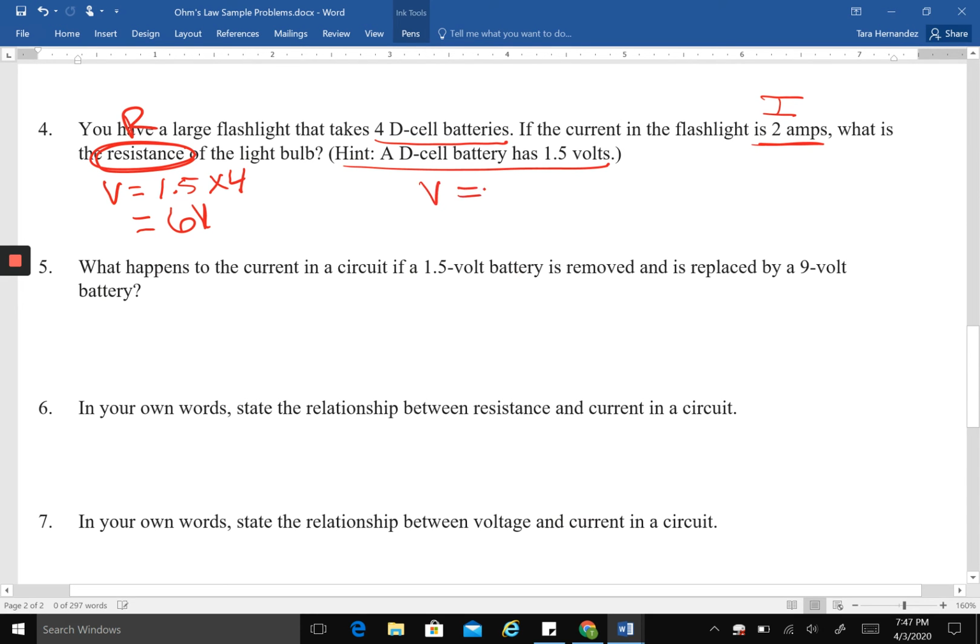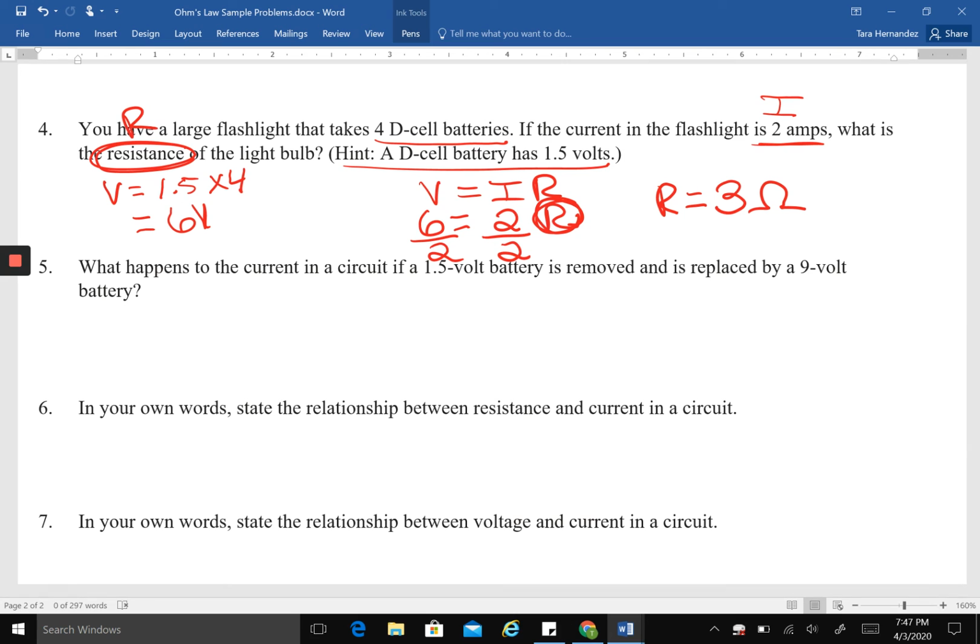So V equals IR. V is 6, I is 2, and I'm looking for R. Now I want to get the variable alone, so I divide by the coefficient. What I do on one side, I do on the other side. So R is 6 over 2, which is 3. And the unit for resistance is ohms, which is omega.